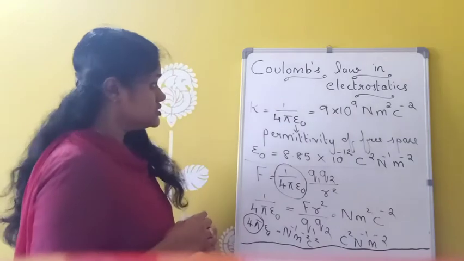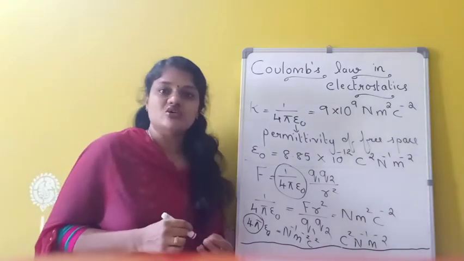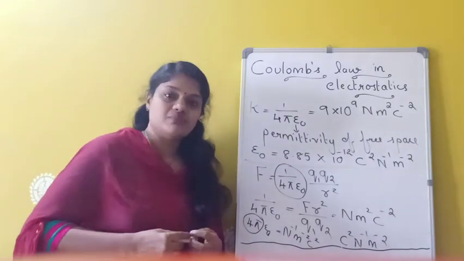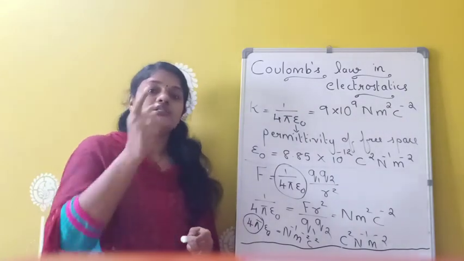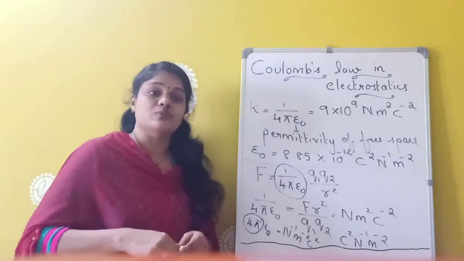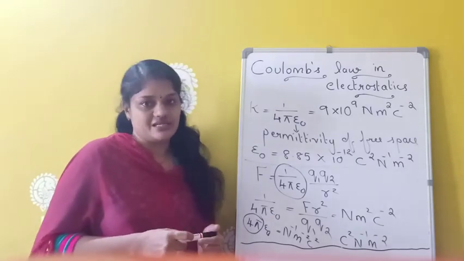Okay. So this much about Coulomb's law. This Coulomb's law states that the force of attraction or repulsion between two stationary point charges is proportional to the product of the charges and inversely proportional to the square of the distance between the charges.